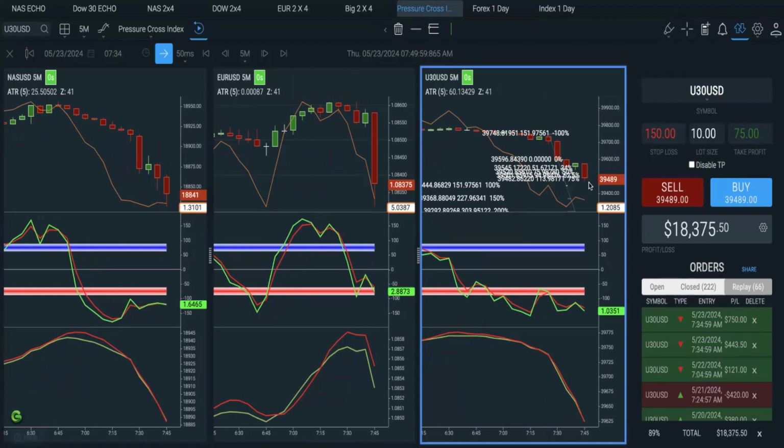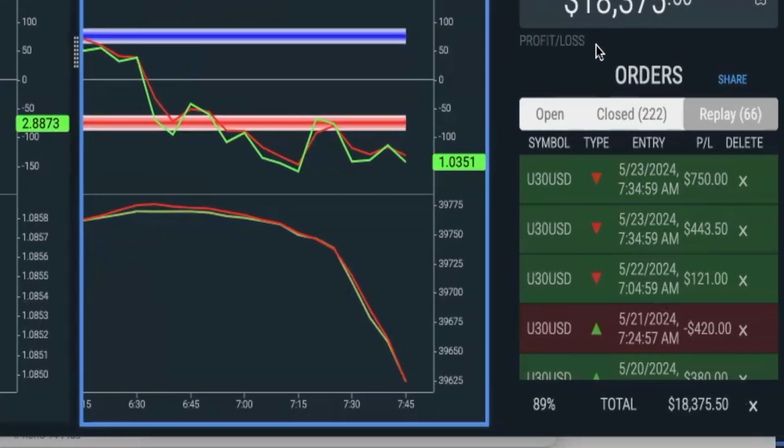Now you can see we've been doing this trade plan since the beginning of February. Currently, our account balance is $18,375.50 with a win rate of 89%.